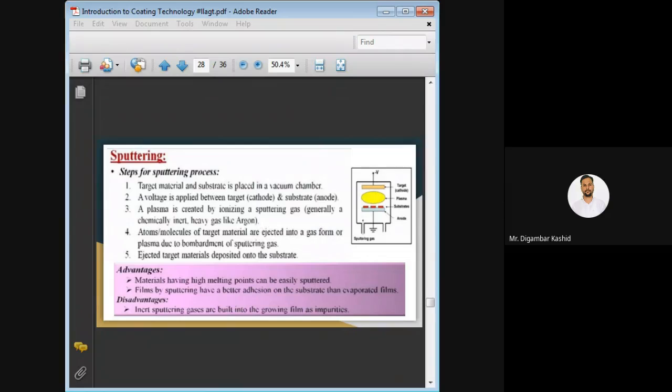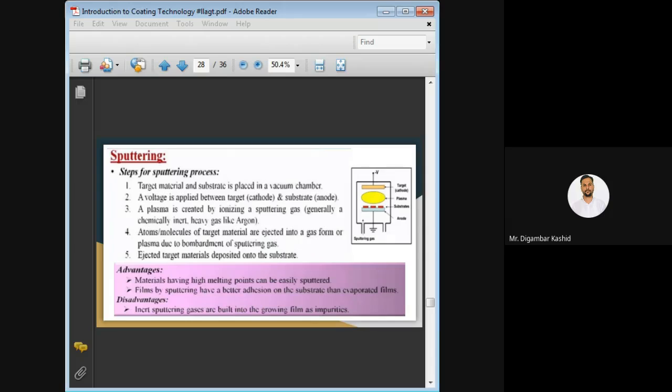So simply we are putting a certain kind of potential difference between your cathode and anode, and then we are generating plasma over there, which comes from the argon gas, and then that plasma is directly hitting onto your target metal, maybe the source metal. Due to that, atoms or molecules are directly coming from the source metal, and they are depositing onto your substrate. So that is called the sputtering technique.